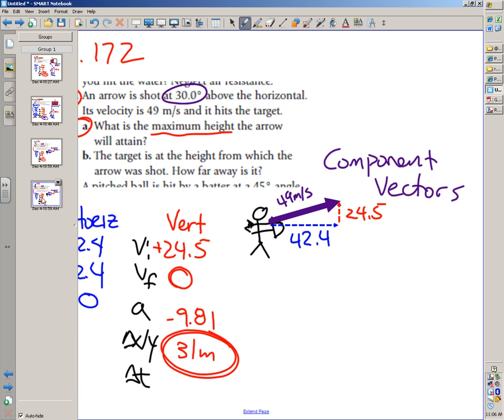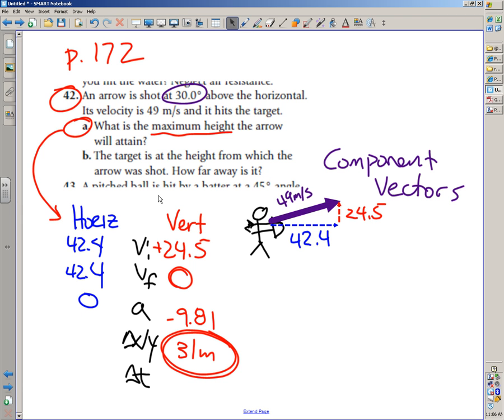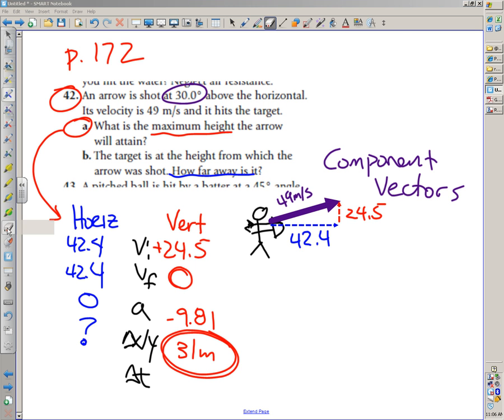All right. For part B, it says the target was at the height it was shot from. How far away is it? If it's asking us for how far away it is, what is that asking us for? Horizontal displacement. Okay?